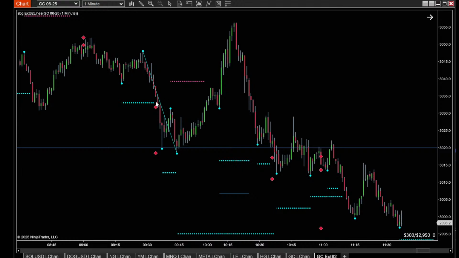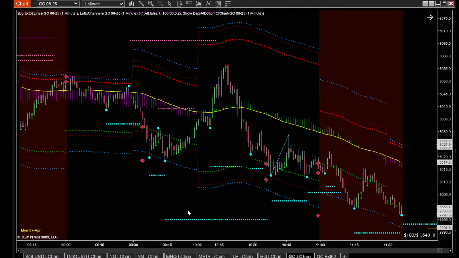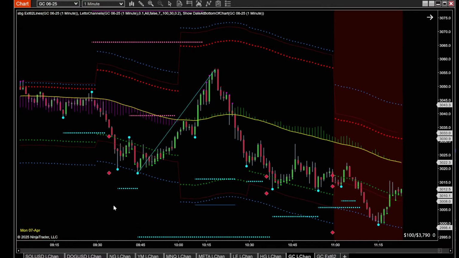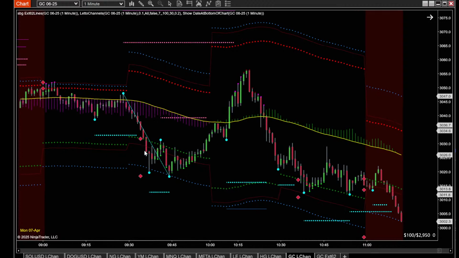Well, there's a reason why we filter that out, and that is the oversold nature of this market at this time of day. These diamonds that you see here, they're not placed manually. Those are placed here automatically by Leto Channels. So I'm going to show you where those occur on the price chart with the Leto Channels indicator on it. Right here is where those dots appeared. Now those dots appeared when we went into our oversold level. When we crossed below these green dots, that's oversold.